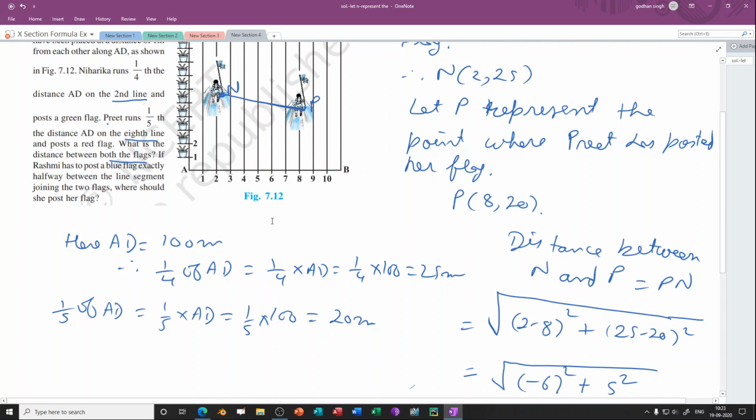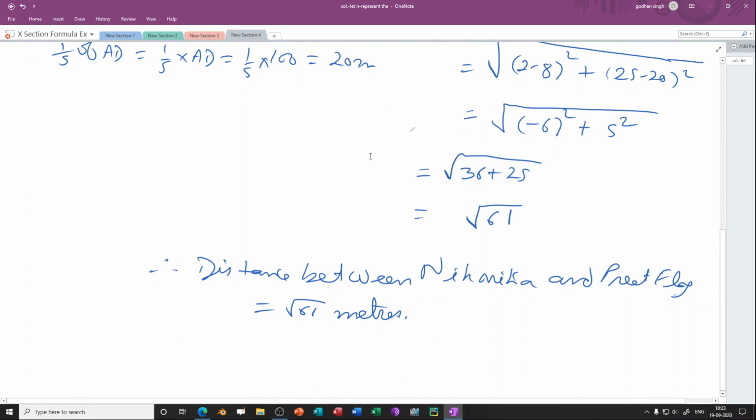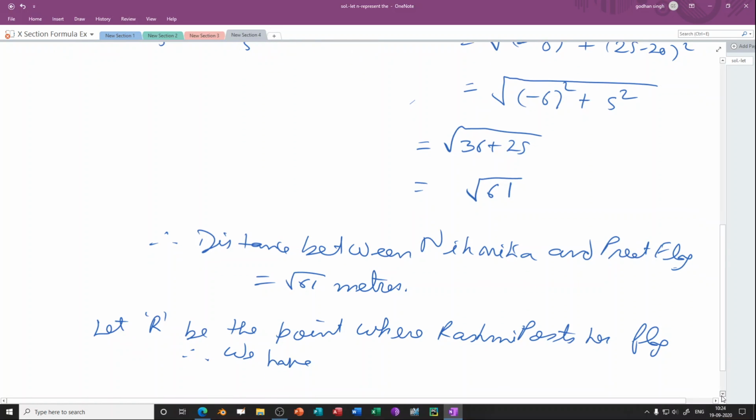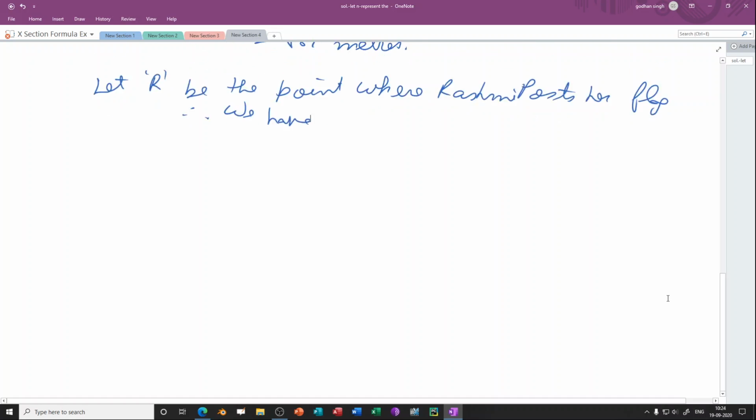But there is one more part. What it says is that if Rashmi has to post a blue flag exactly halfway between the line segment joining the two flags, where should she post her flag? So simply we have to find the midpoint of NP. So that we can do very easily. So let's start doing that one. Let R be the point where Rashmi posts her flag. So we'll just apply the midpoint formula.